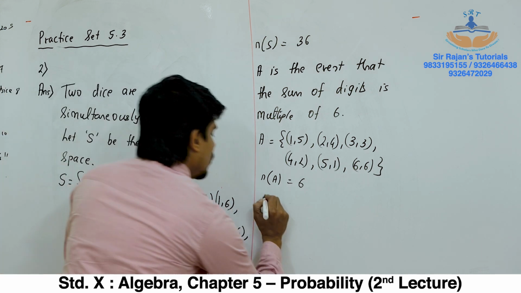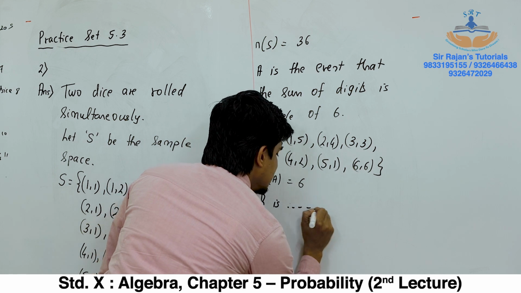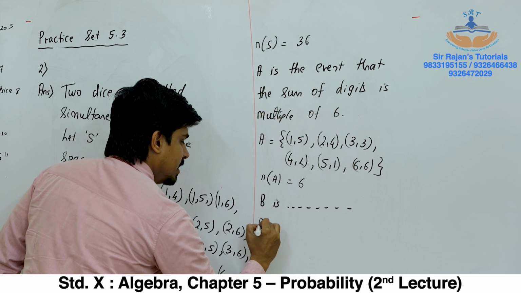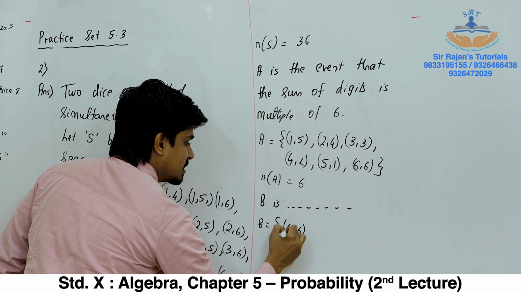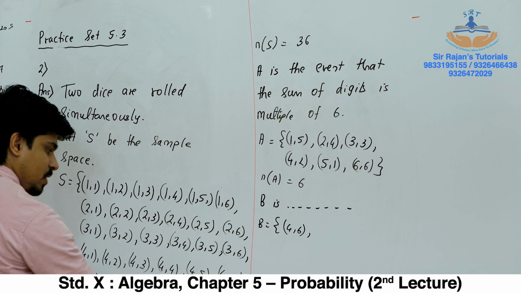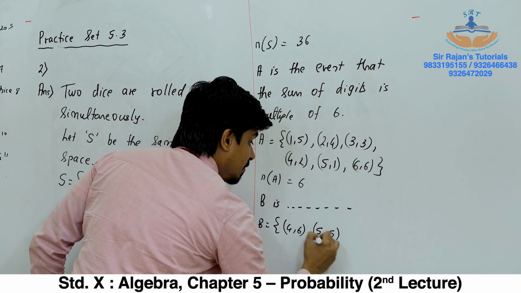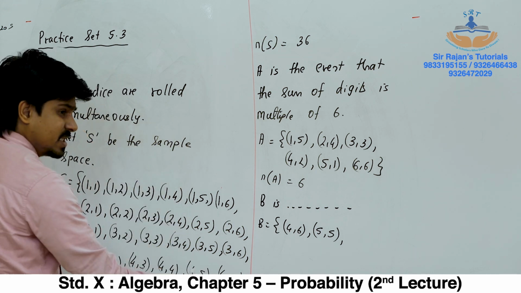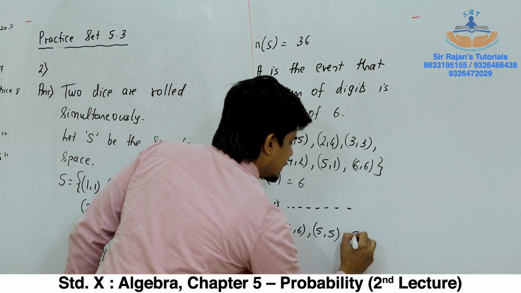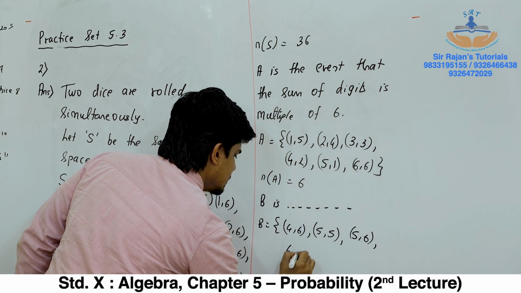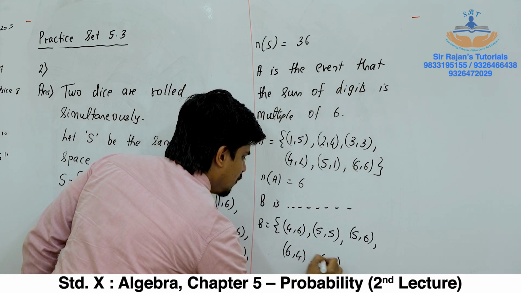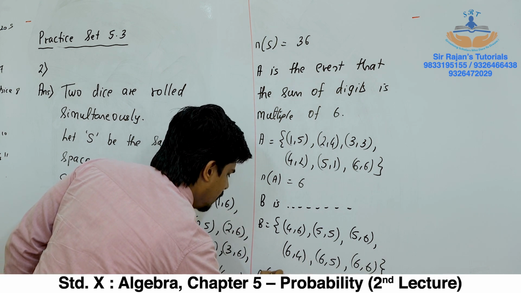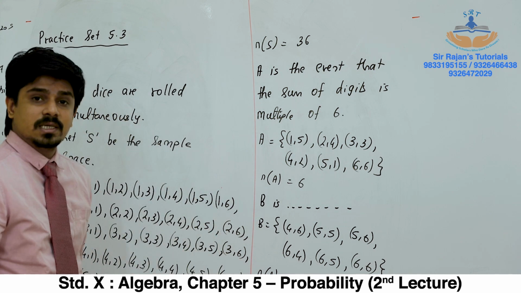So what will I do? First I will write the event. B is the event that the sum of the digits is minimum 10. In it, the first possibility is 4, 6, then 5, 5 will come. And what does minimum 10 mean? More than 10 will work. So 5, 6, addition is 11, will work. 5, 6, then 6, 4, 6, 5, 6 comma 6, close the bracket. n of B in this case is again 6.